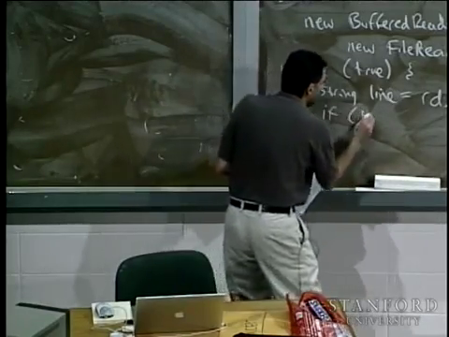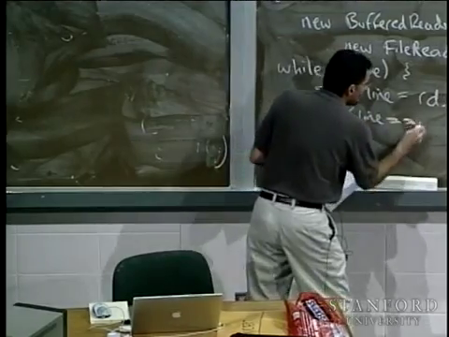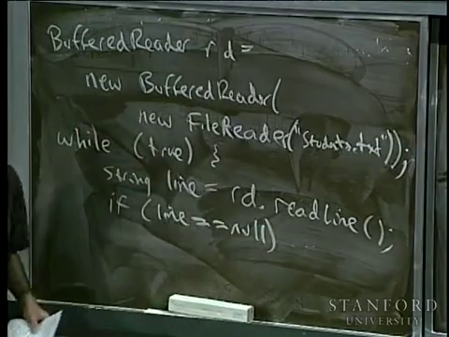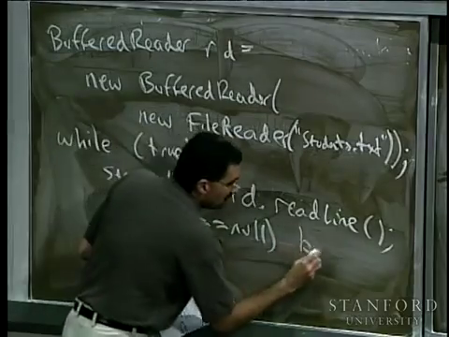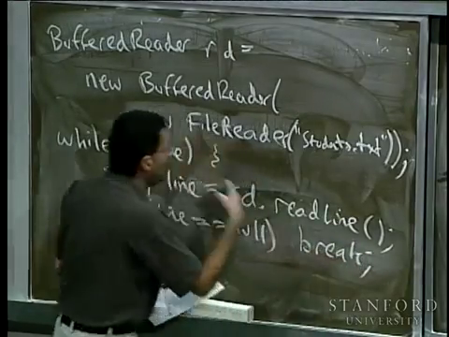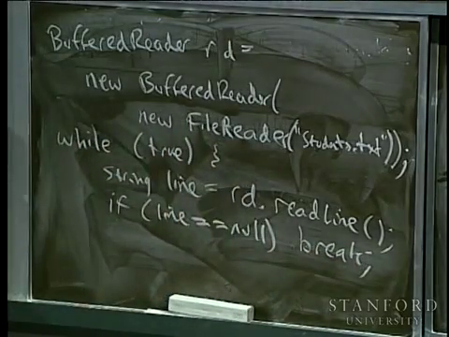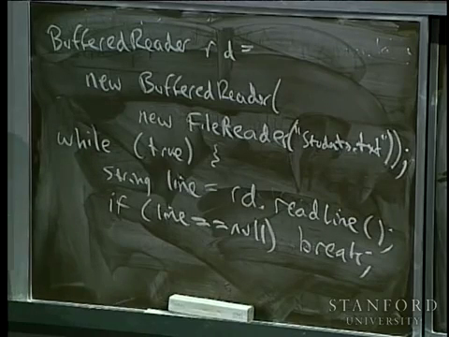So I can check that. If line is equal to null, that means I've reached the end of the file. And so I'm just going to break out. Here's my little loop and a half. I'm going to break out of this while loop. And if I got a valid line, I'm just going to print it to the screen.